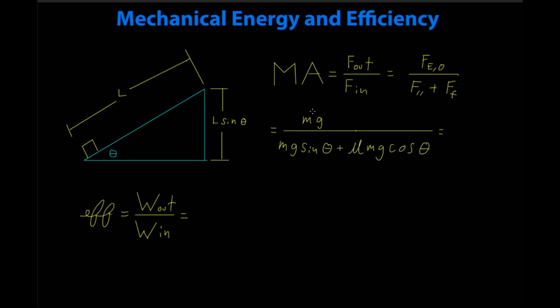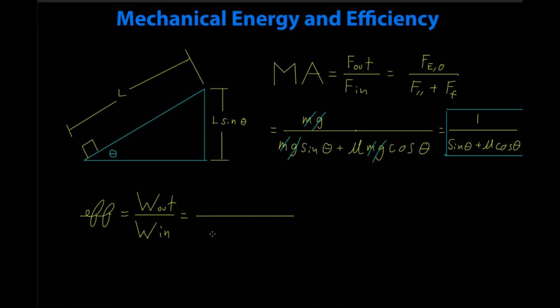Now, take a look at what cancels. We cancel m, we cancel g, which means what we have left is 1 over sine theta plus mu cosine theta. And to note, without friction, this mu cosine theta wouldn't be here, and you would just have 1 over sine theta. Now for efficiency.